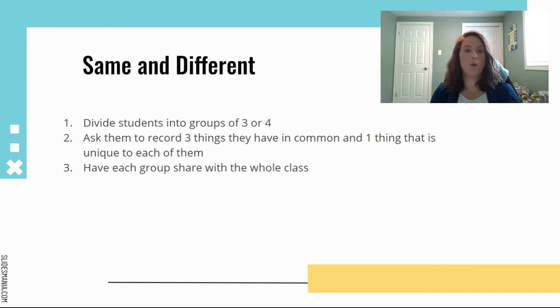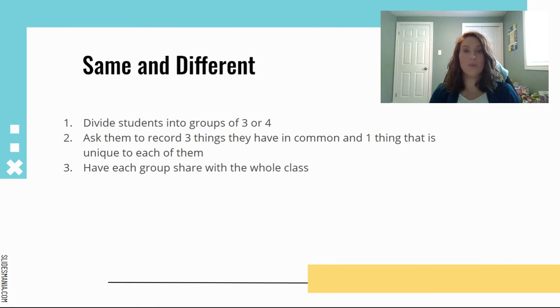So they could be small things like they're all 15 years old, or they could be things like they all have their driver's license, or they all don't have their driver's license. And then one thing that is unique to each person, so that they can see what they have in common and also celebrate what makes them unique. You could have them record their information on something like a Jamboard so that the whole class can then have an opportunity to view or share what they all have in common.